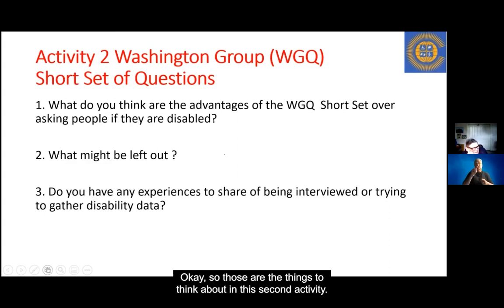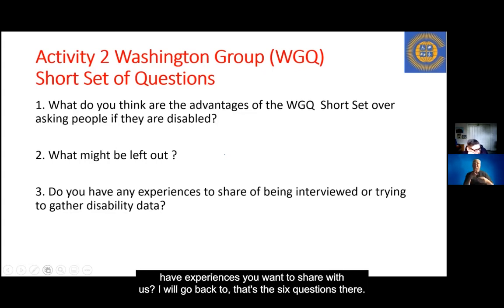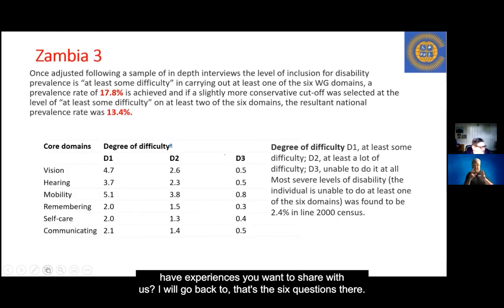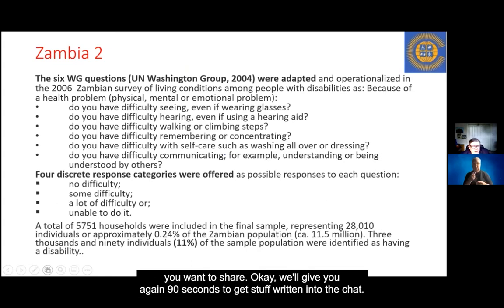Okay, so those are the things to think about in this second activity. One, what do you think are the advantages of the short set of questions over just asking the one question? And what might be left out from the Washington Group? And do you have experiences you want to share with us? And I will go back to the 6 questions there. So first question, just asking people, are you disabled or not, or asking those 6 questions. What's the advantage of that? What's left out of those 6 questions is the second one. And the third one, do you have any experiences you want to share? Okay, we'll give you again 90 seconds to get stuff written into the chat.